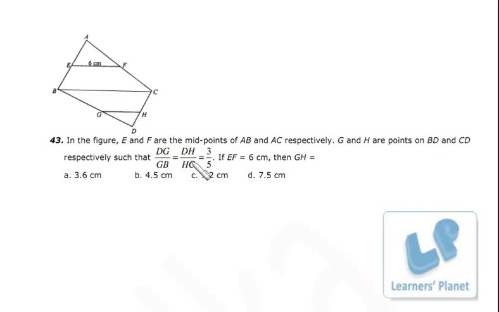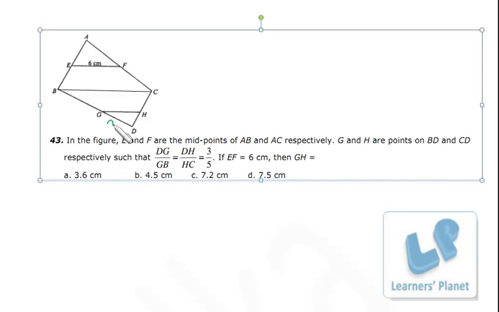See, DG by GB is equal to DH by HC. That means the triangles DGH and DBC are similar because sides are in proportion. Or we can say this is Thales' theorem, right? DG by GB is equal to DH by HC. This is Thales' theorem, and if we expand it, we can say that the triangles are similar. So triangle DGH and triangle DBC are similar triangles, right?